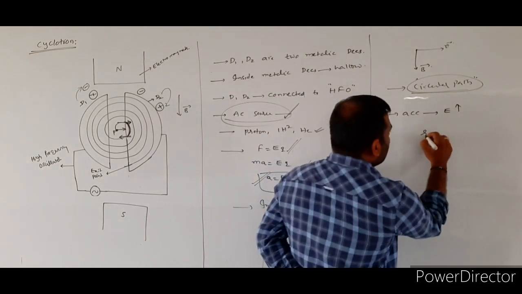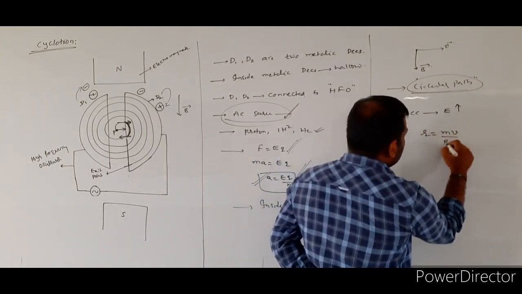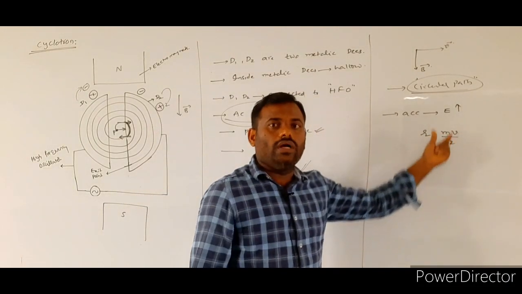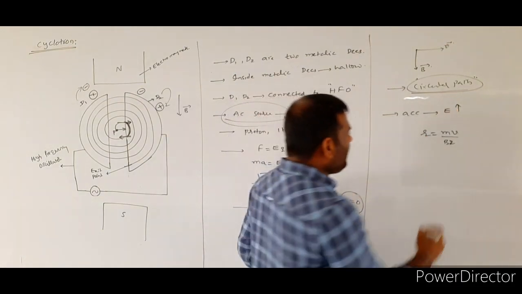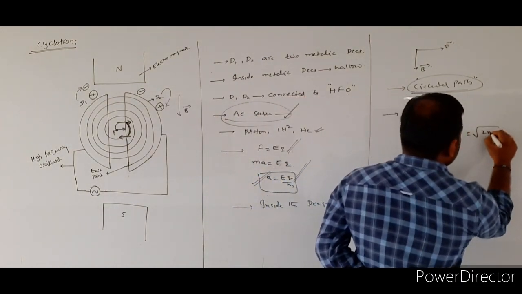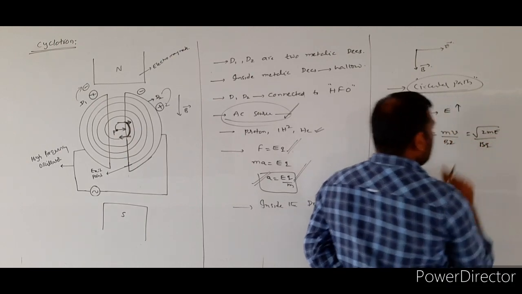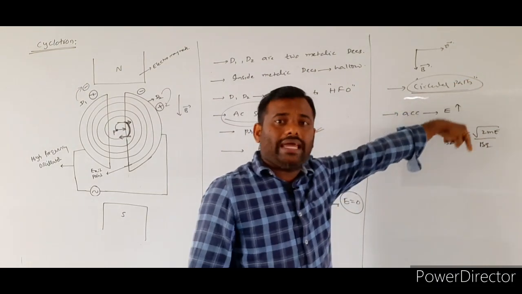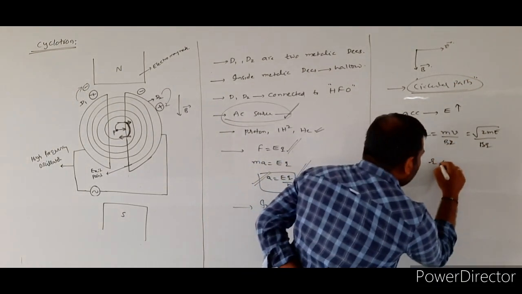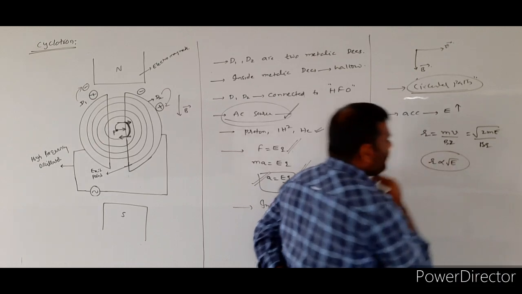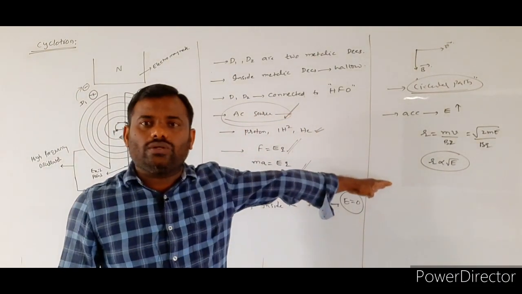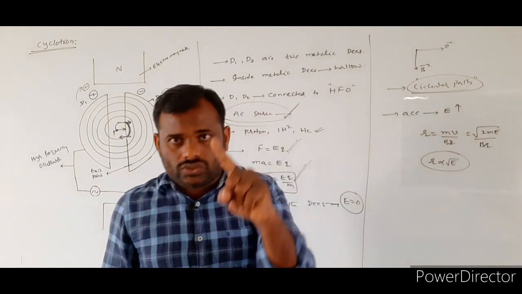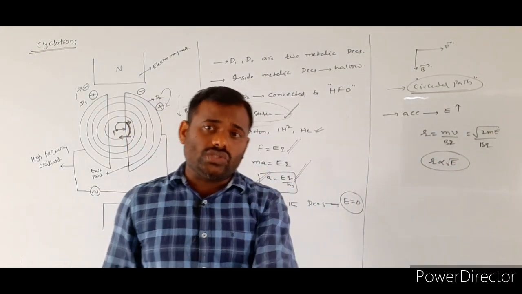Why? What is the reason? Already we know that whenever the charged particle moves along a circular path, we have the formula for the radius: R equals mv by qB. I will write it in terms of energy: R equals under root of 2mE by qB. So whenever the energy increases, from this relation, its path radius also increases.